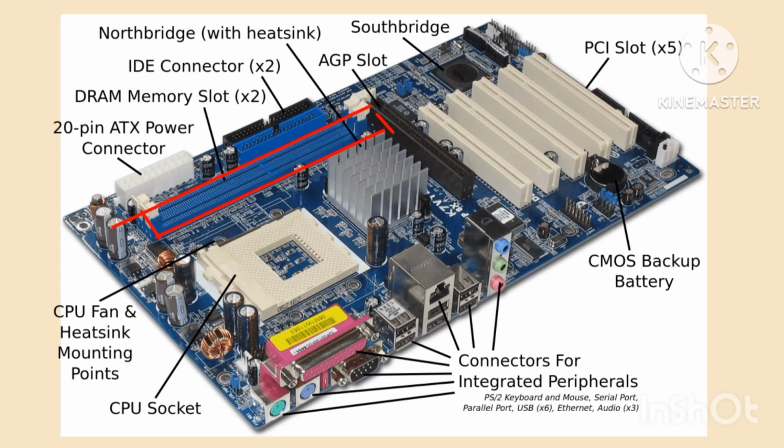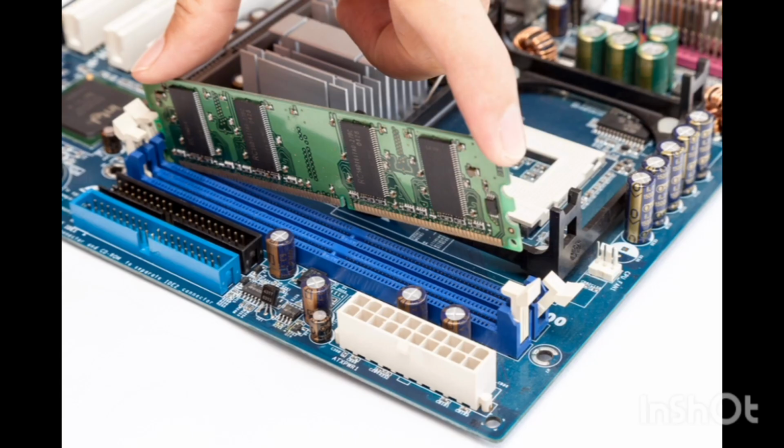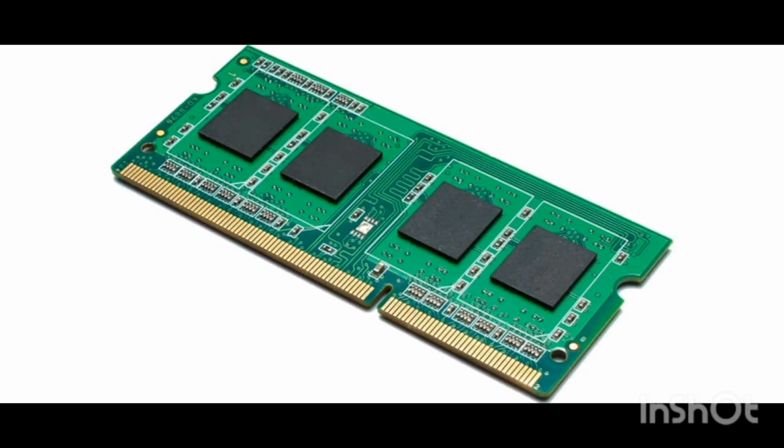There are several different types of RAM, including DDR4, DDR3, and DDR2, each with different speeds, power requirements, and compatibility with different systems. The amount of RAM in a system can also vary, with many systems offering anywhere from 4 GB to 64 GB or more.